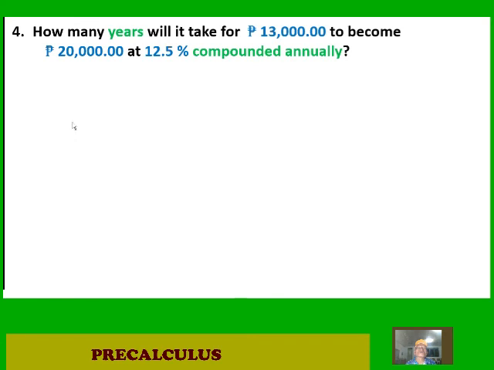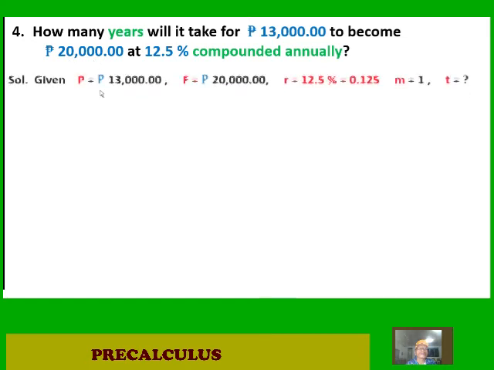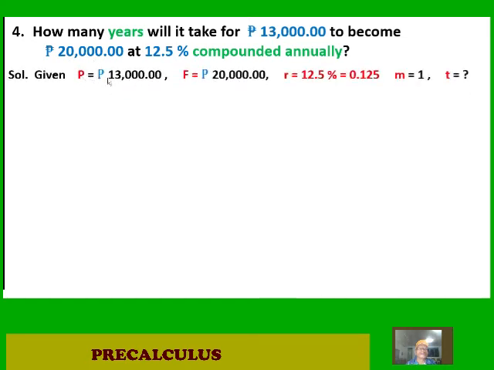Next, how many years will it take for 13,000 pesos to become 20,000 pesos at 12.5% compounded annually? So this is the present value and the future maturity value. P, present value, 13,000, maturity value 20,000. This is the nominal rate 12.5%, or 0.125. Compounded annually, so M equals 1. It is asking for years, so T is unknown.